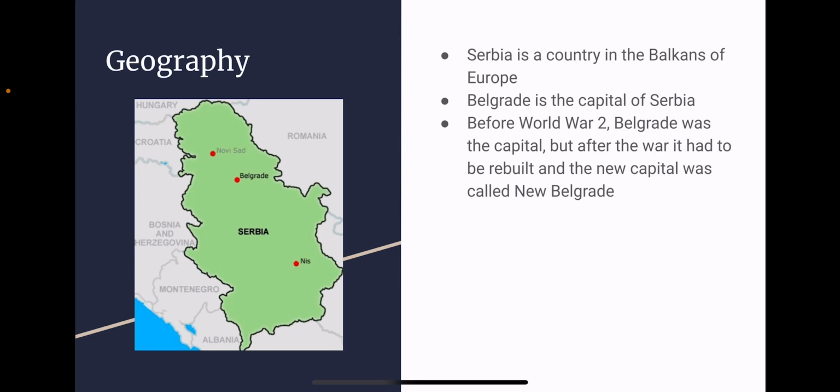So first, I'm going to talk about the geography. Belgrade is the capital of Serbia. Serbia is a country located in the Balkans of Europe. Before World War II, Belgrade was the capital, but after the war, it had to be rebuilt because it was sadly destroyed. And then the new capital was called New Belgrade, and the old one is Old Belgrade.